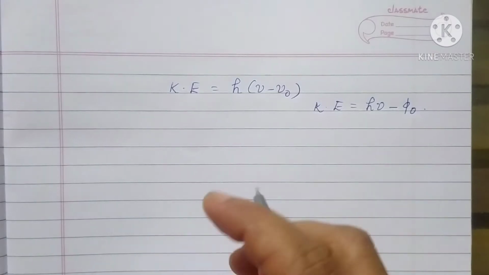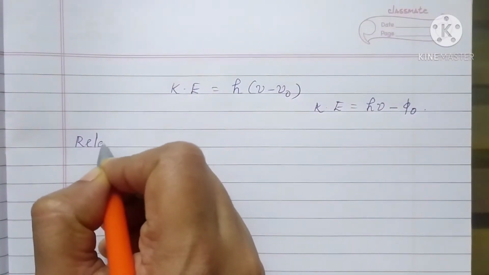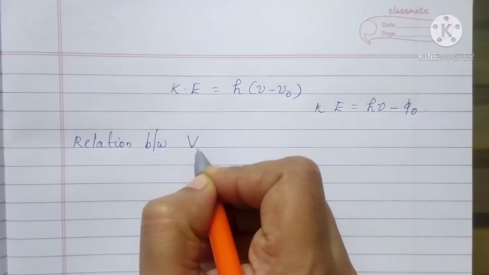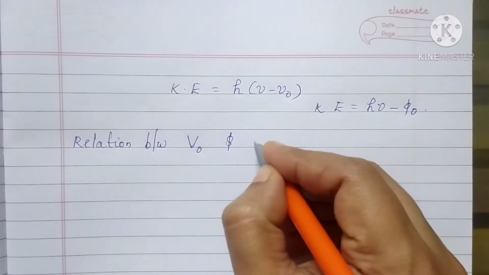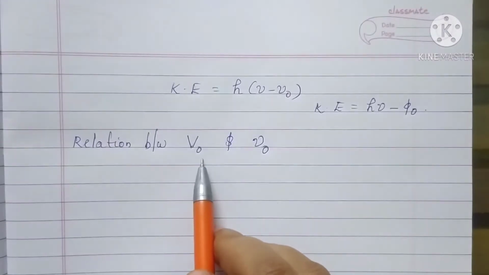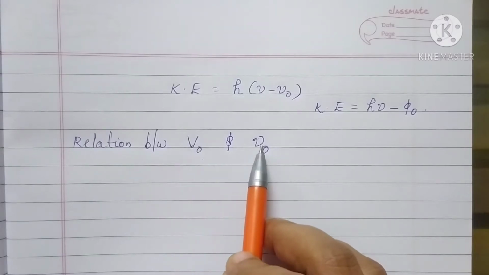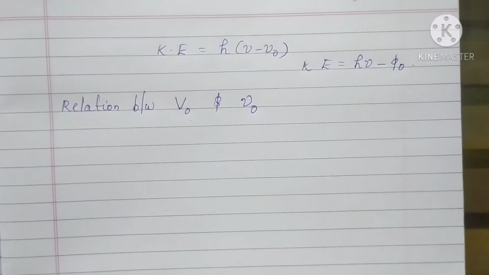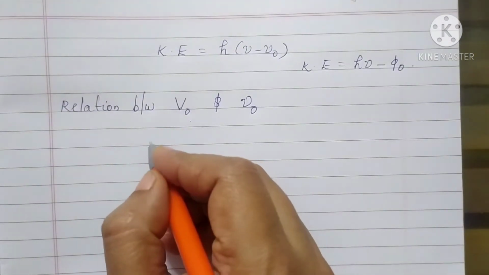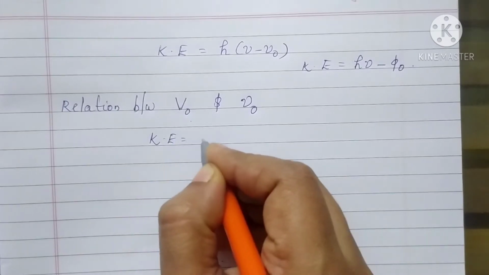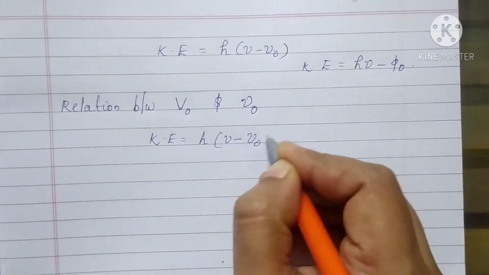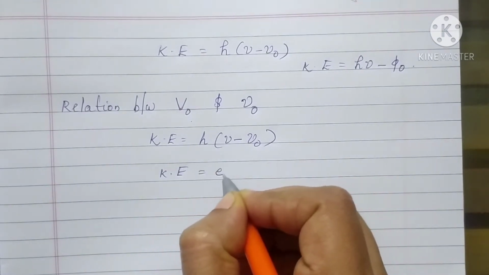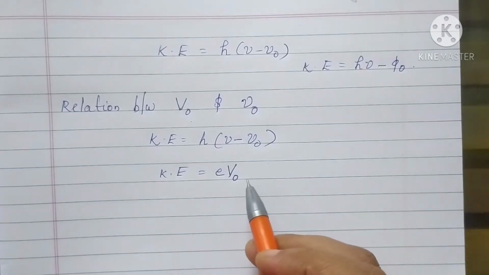Now today we are going to discuss first the relation between stopping potential, that is V naught, and threshold frequency nu naught. So we can start with Einstein's photoelectric equation. The equation is kinetic energy is equal to h into (nu minus nu naught). That is, kinetic energy is equal to e V naught. This is the condition for stopping potential.